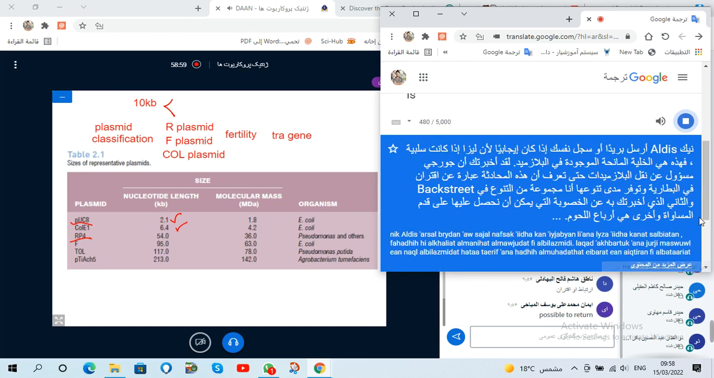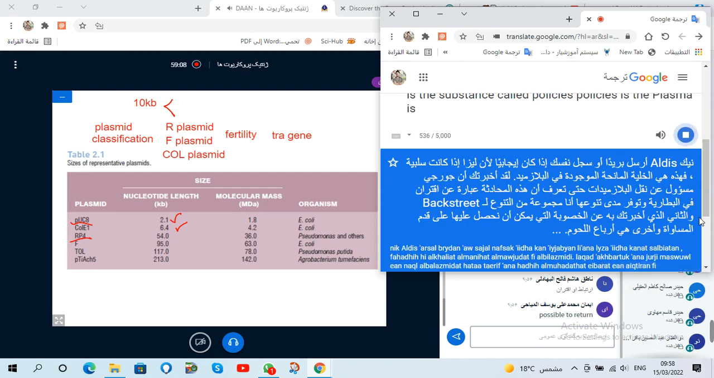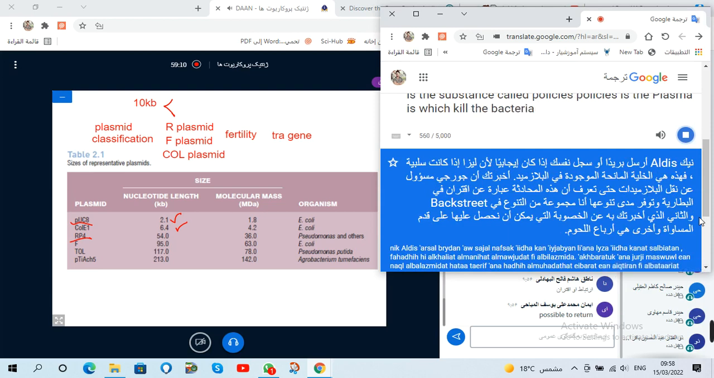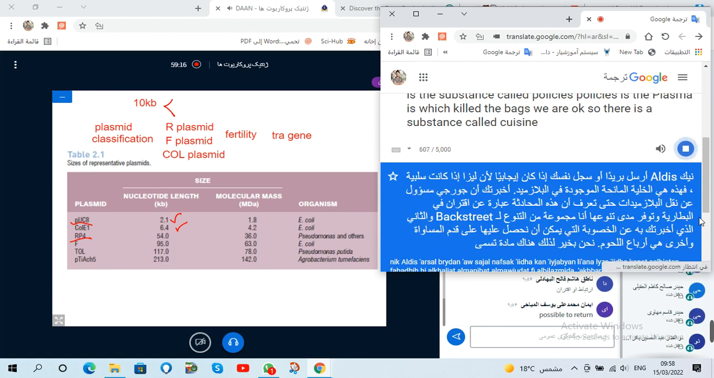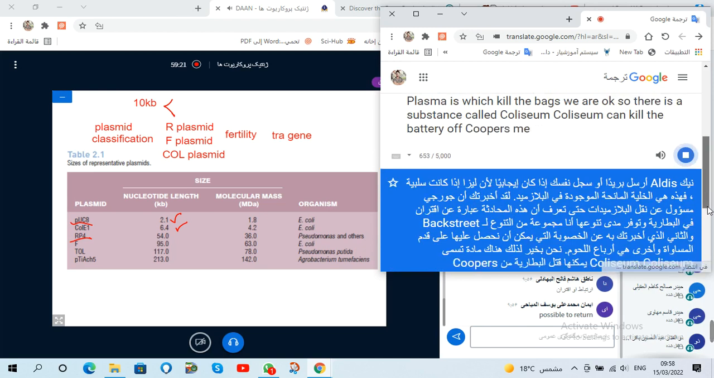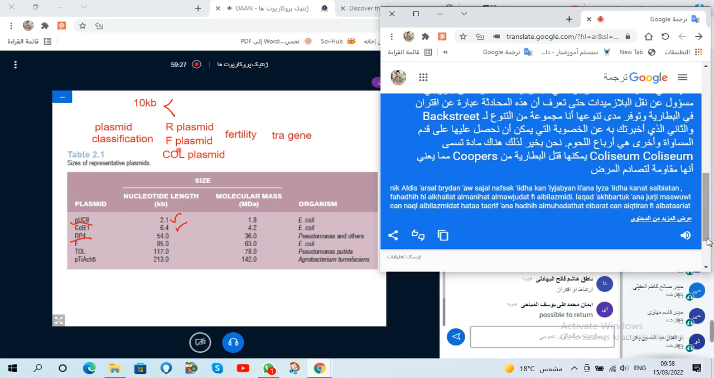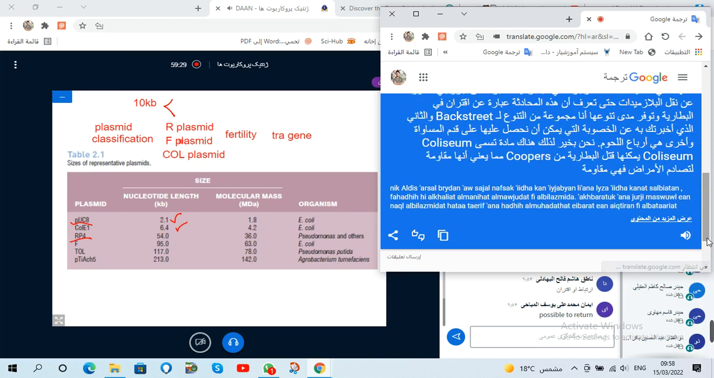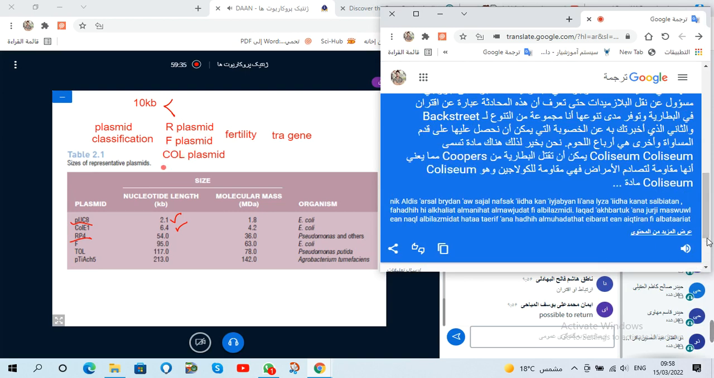There is a substance called colicins. Colicins are proteins which kill the bacteria. Colicin can kill the bacteria. Plasmids are resistant to this colicin. Colicin is a substance which is toxic for the bacteria and it can kill the bacteria.